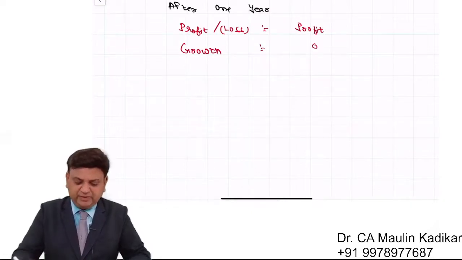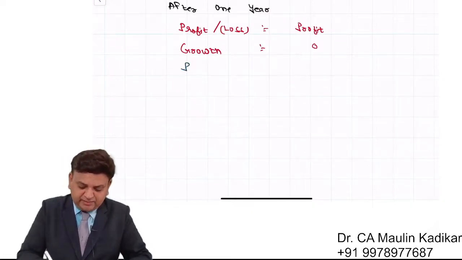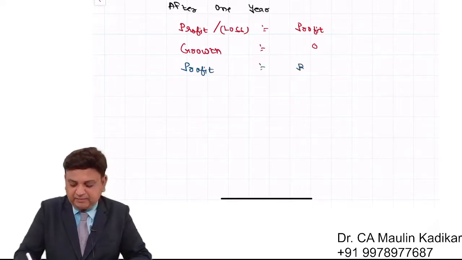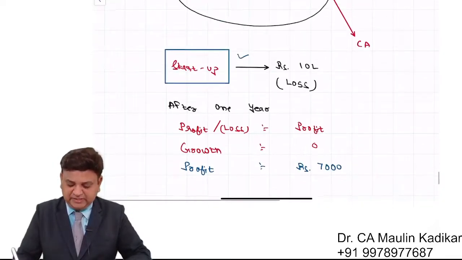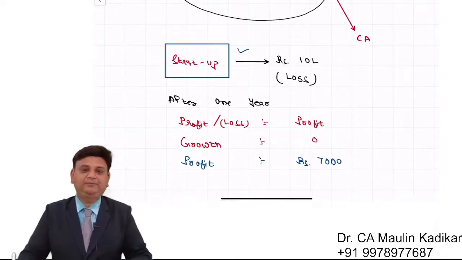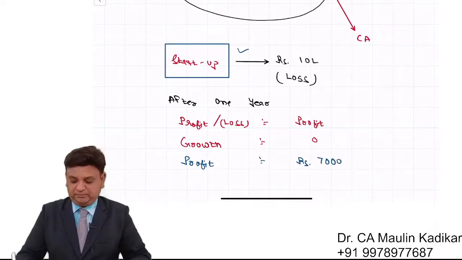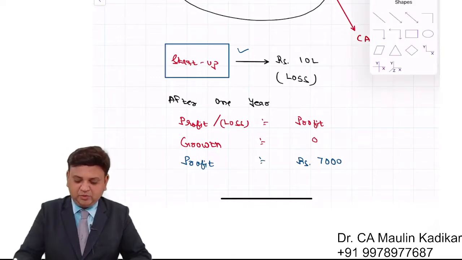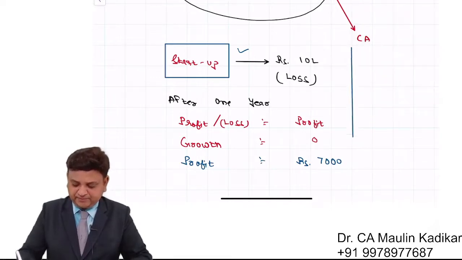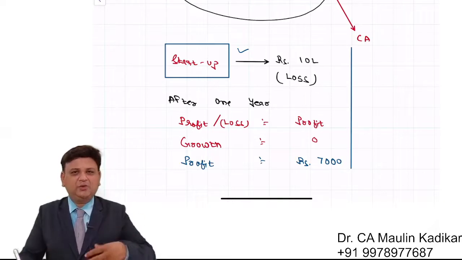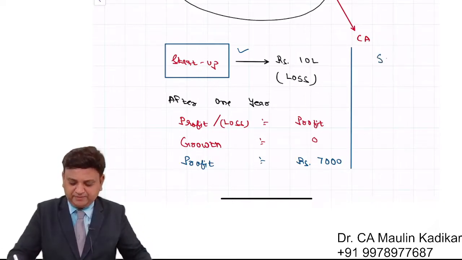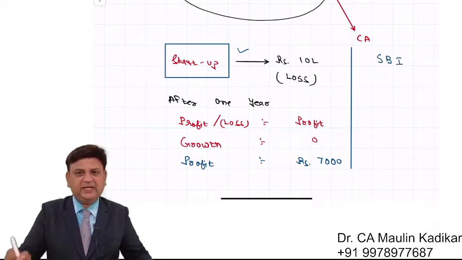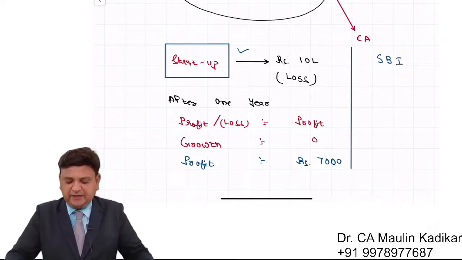Then he inquired with me, Maulin, what is the amount of the profit that you have been able to make? I replied, Dad, I made a profit of 7,000 rupees. That is what I replied him. He said, okay. Then he told me, Maulin, let us go to a place. I said, okay. So he took me to State Bank of India. I think all of you must have heard about State Bank of India.